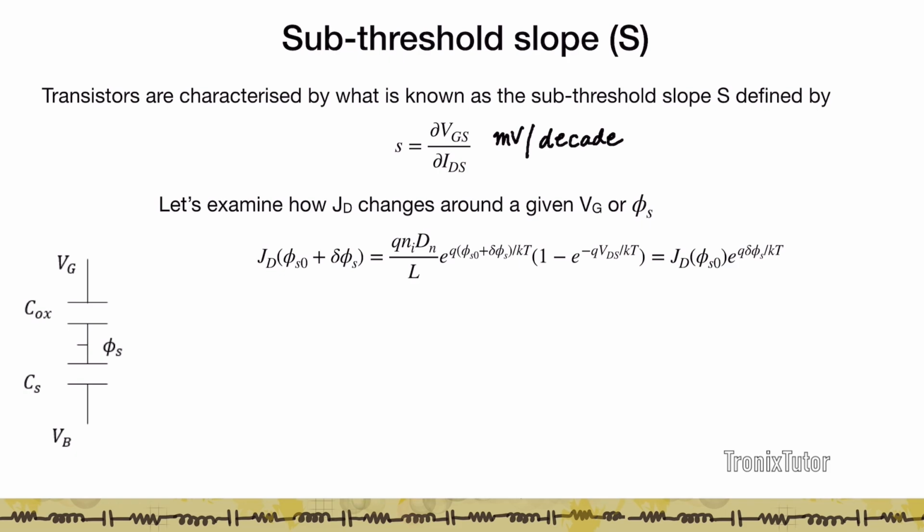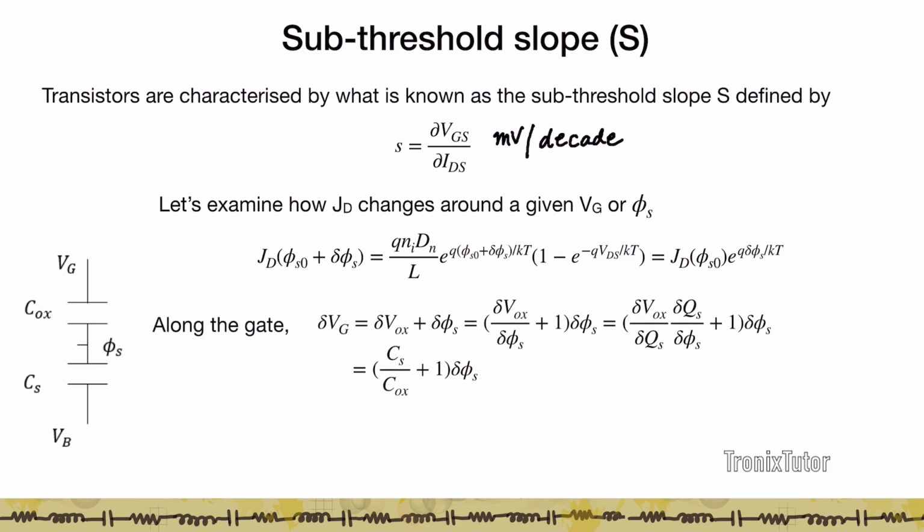So at any surface potential phi_s0, I can talk about a diffusion current density J_D that is given at some V_G or some phi_s. So if I want to find what is the current for some small change in this surface potential, that can be essentially written as J_D of (phi_s0 plus delta phi_s), which is nothing but J_D at phi_s0 times e^(q delta phi_s / kT). So the increase is going to be through the exponent. Now let's look along the gate. Remember, we want dV_GS by d(log I_DS). So this is giving you I_DS by phi_s. Let's try and see if we can connect delta phi_s to delta V_G.